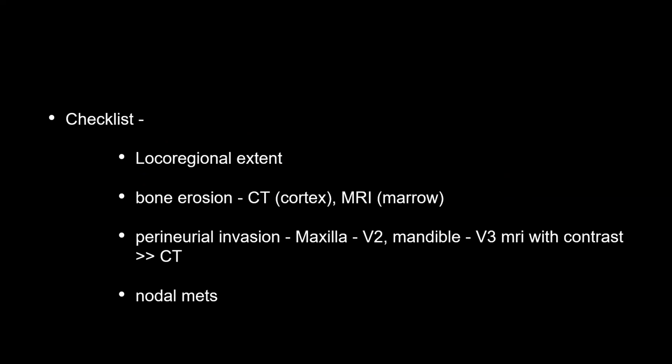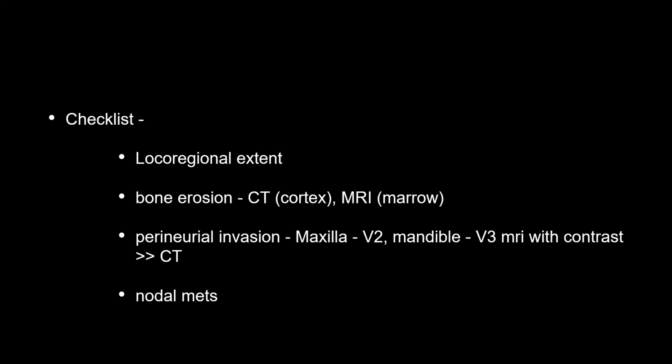So by far we have spoken about the buccal mucosa. Just a checklist: when you're seeing a scan, what all do you want to see? To see if the scan first is adequate, there's puff cheek, and all the sequences that are available. From there on, we can comment on the locoregional extent, the local size and where all it is extending. Second is bone erosion.